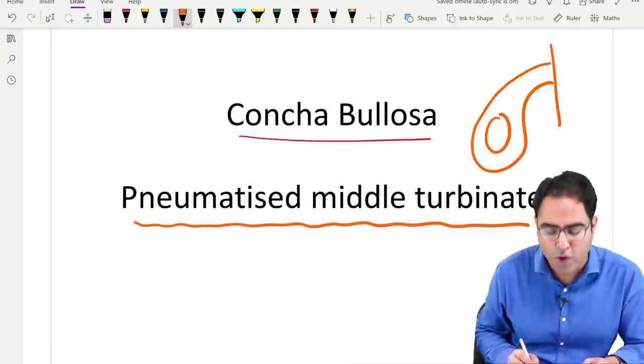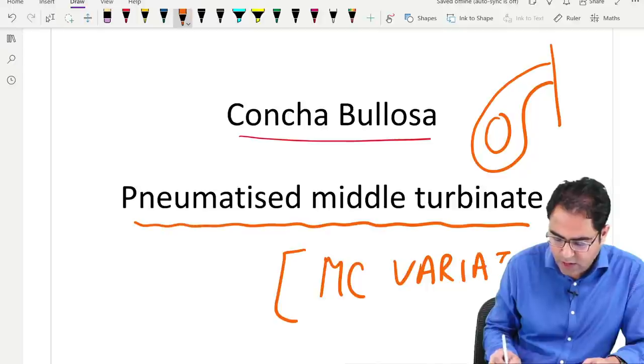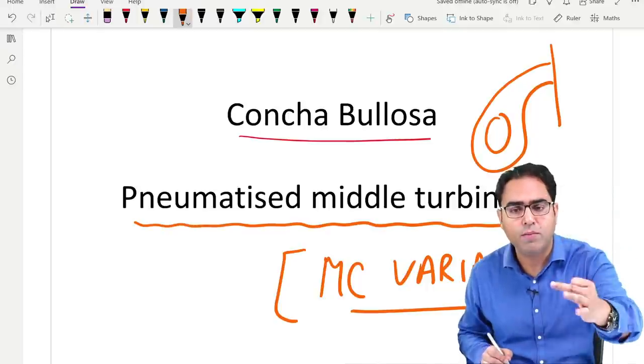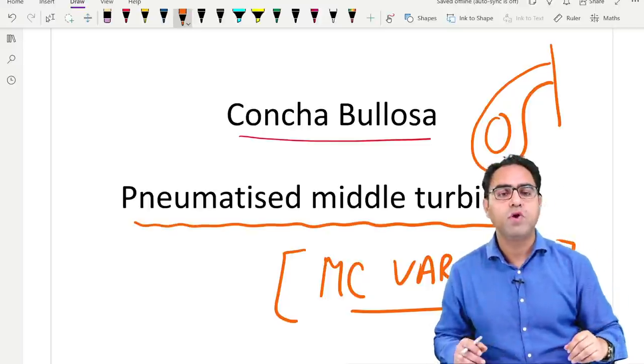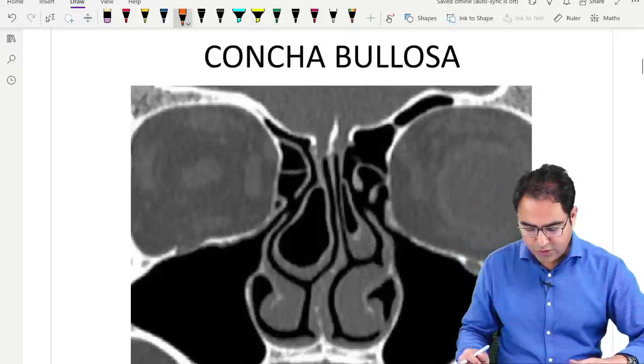And one additional point is, concha bullosa is the most common variation. Out of the three variations, Haller cell, Onodi cell, concha bullosa, concha bullosa is the most common variation. Wonderful. So this is concha bullosa.